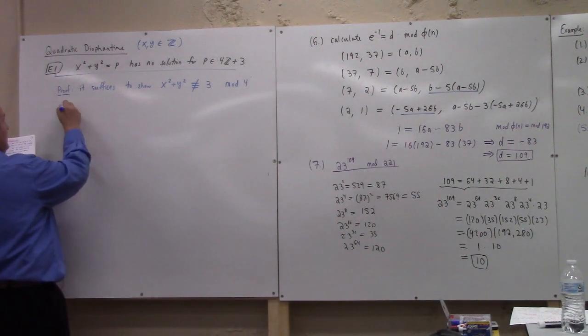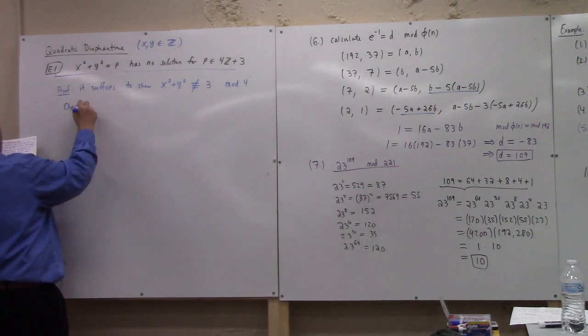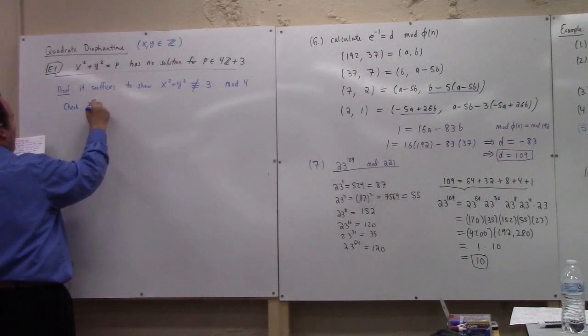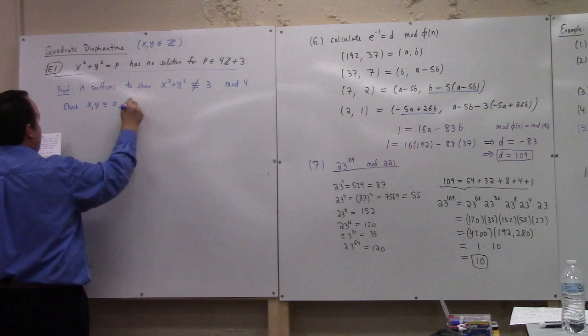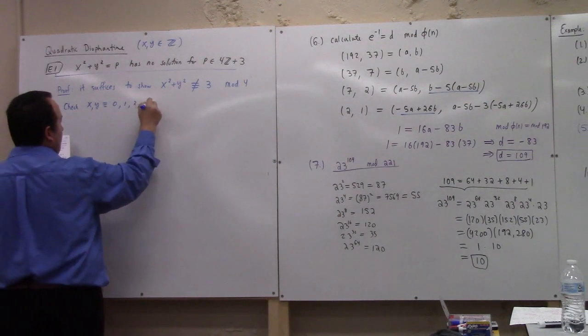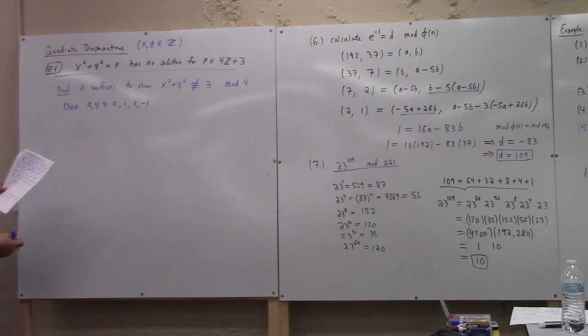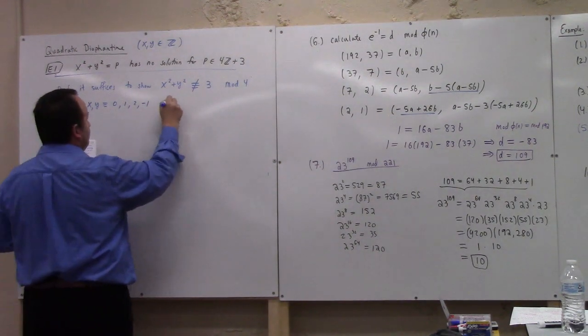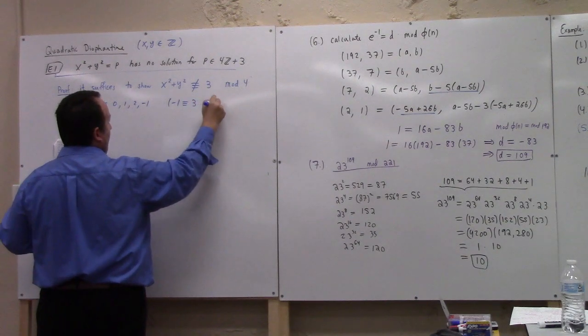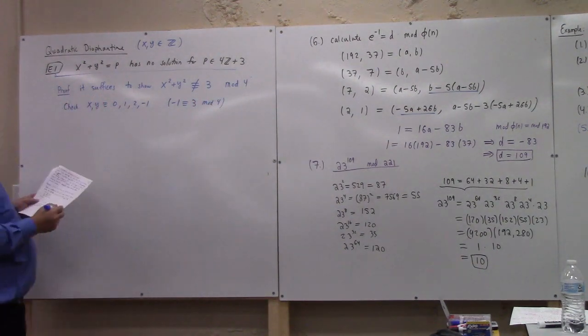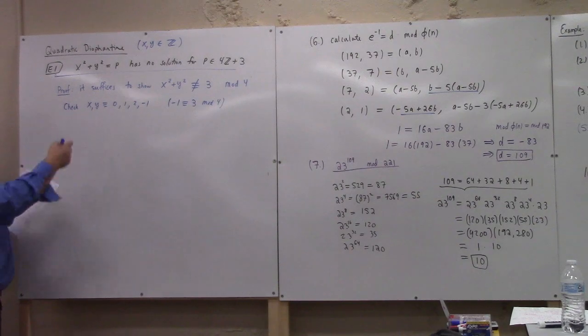So you just need to check x, y congruent to basically 0, 1, 2, or you could use minus 1 rather than 3, you know. Minus 1 is 3 mod 4, right? So try it, see what happens.